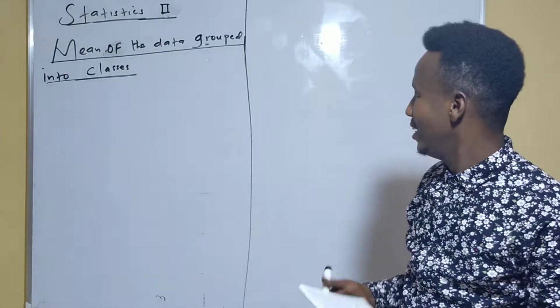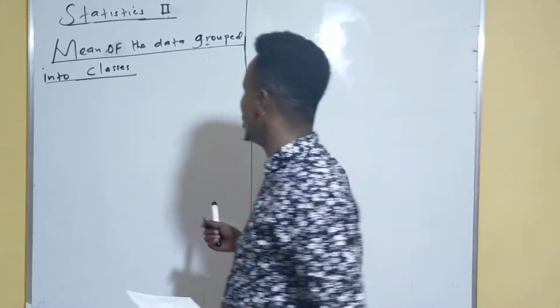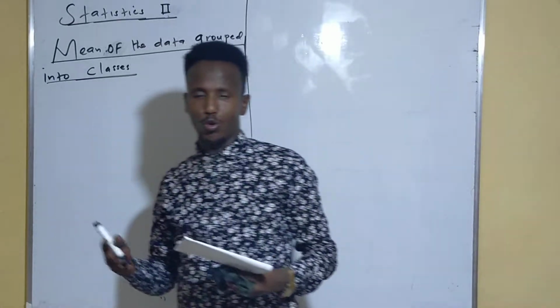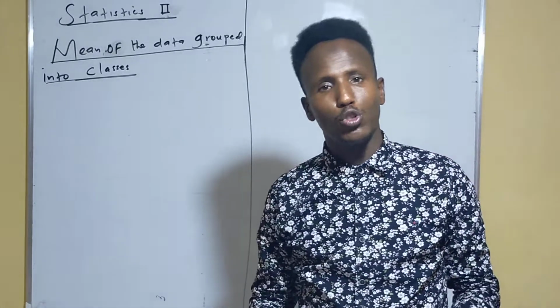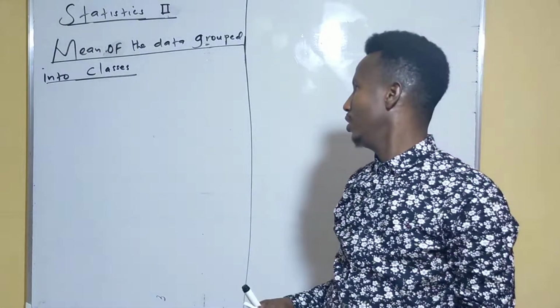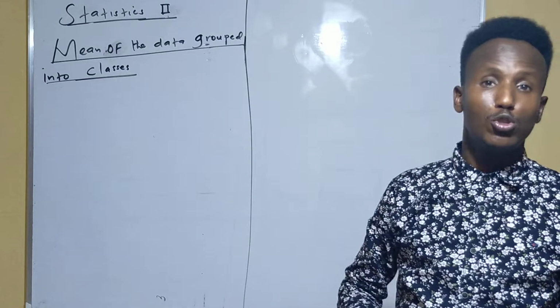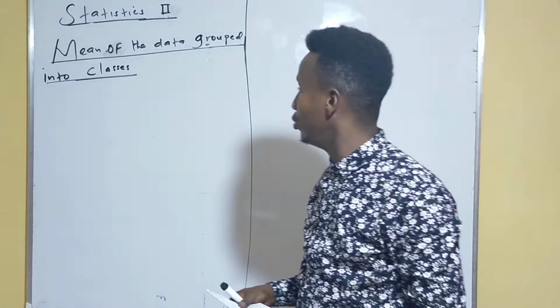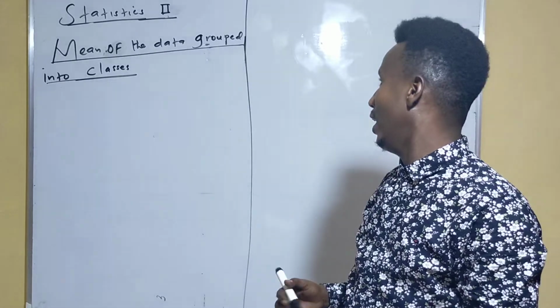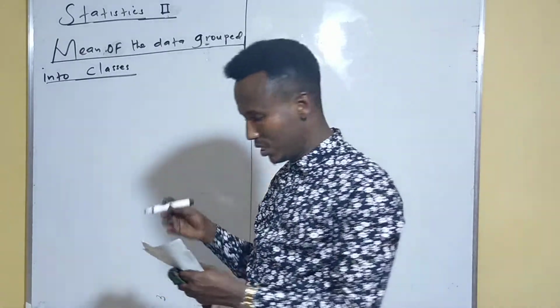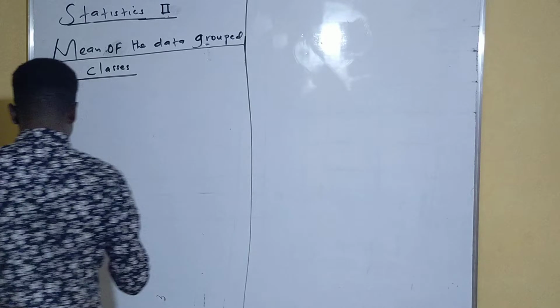understand this better. Guys, when you want to get the mean of data that are grouped into classes, there are procedures and methods to be followed. Then I will show you the steps to be followed and how you're going to calculate. Without wasting time, my brothers and sisters, let's go and see examples from this kind of concept of mathematics.